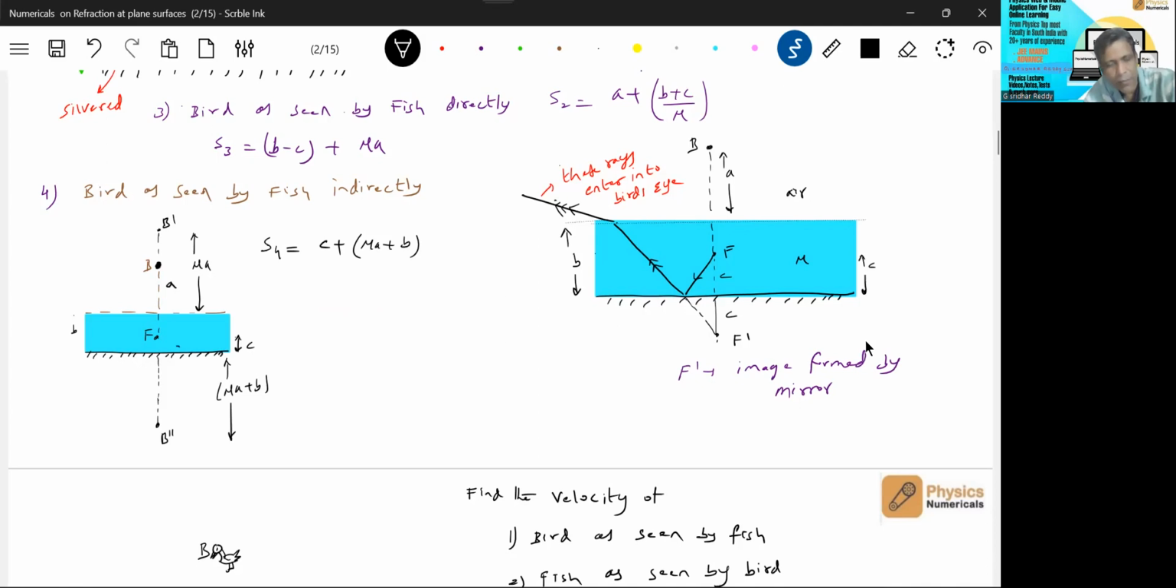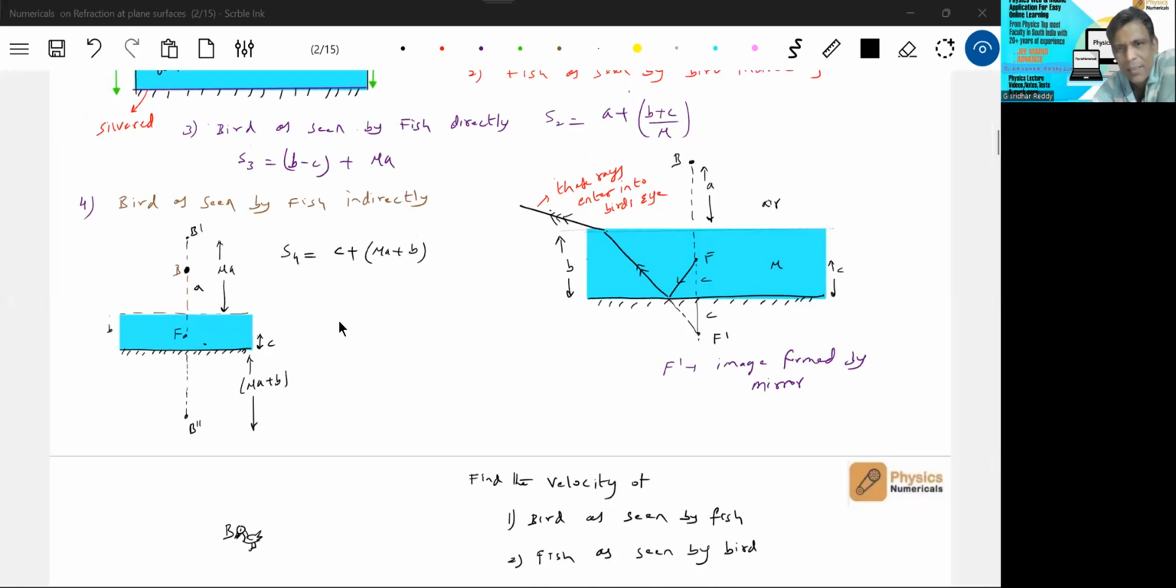This once again I'll put it here. The apparent height will be mu A. So corresponding to B dash, B double dash is the image. This is the object distance. So the image distance should be mu A plus B. So the fish will finally see this particular object, the image, at a distance C plus mu A plus B. Okay, fine. This is one problem.